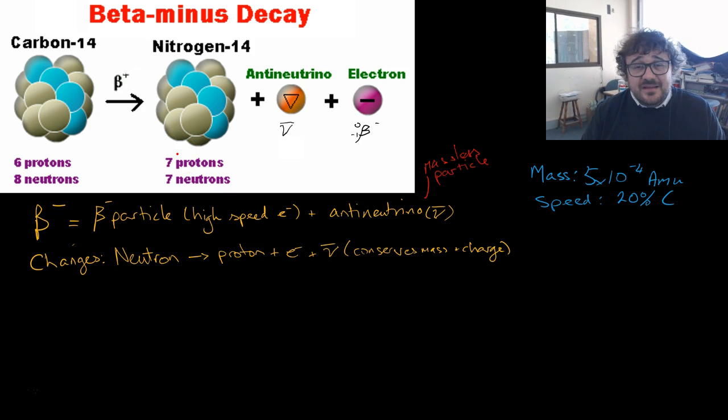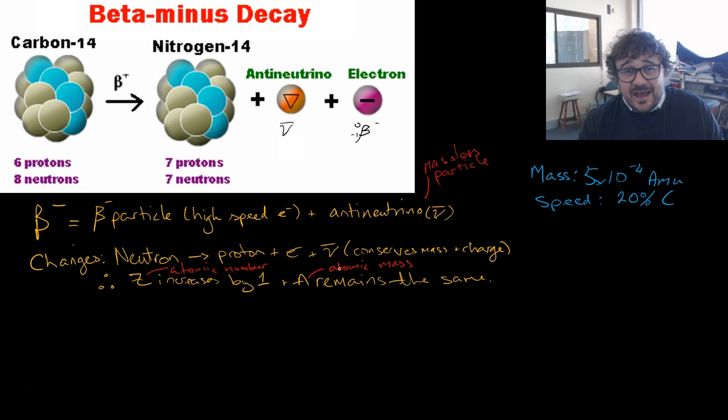Basically, the reason it does it is it changes a neutron into a proton, a high-speed electron, and an antineutrino. The reason the antineutrino is there is to conserve mass and charge. So in this case, the Z, the atomic number, increases by 1, and A, the atomic mass, remains the same, which means you've lost a neutron and gained a proton.